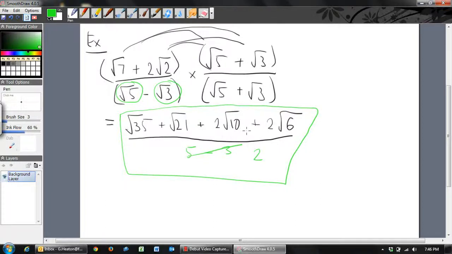Yep, that's your answer. So get good at doing this. It's a hard skill. People find it quite complicated, but surds are fun. Not. No, they get really simple once you get used to them. So enjoy.